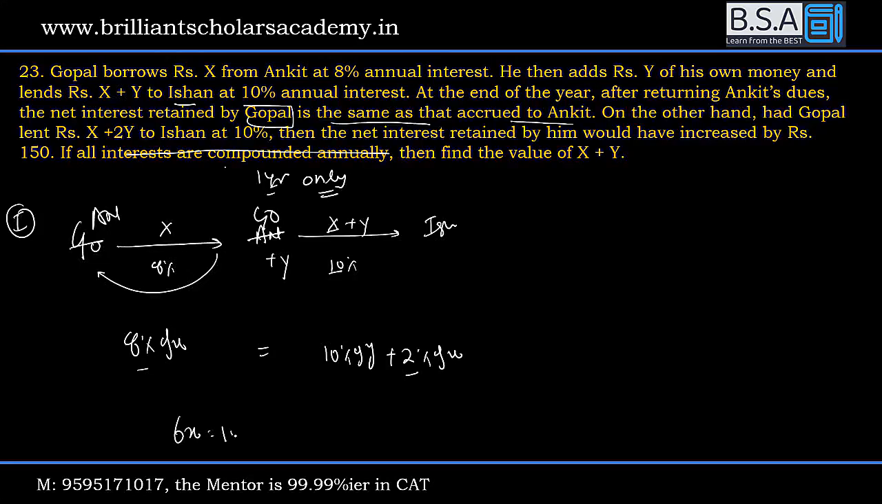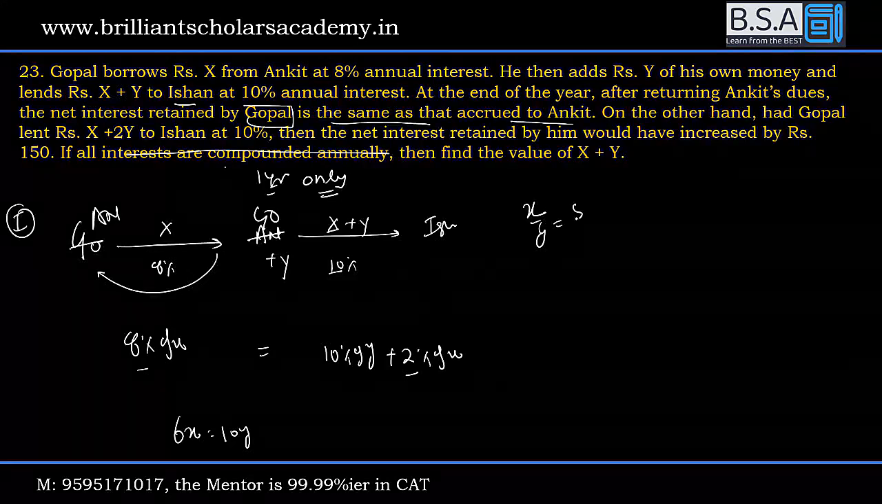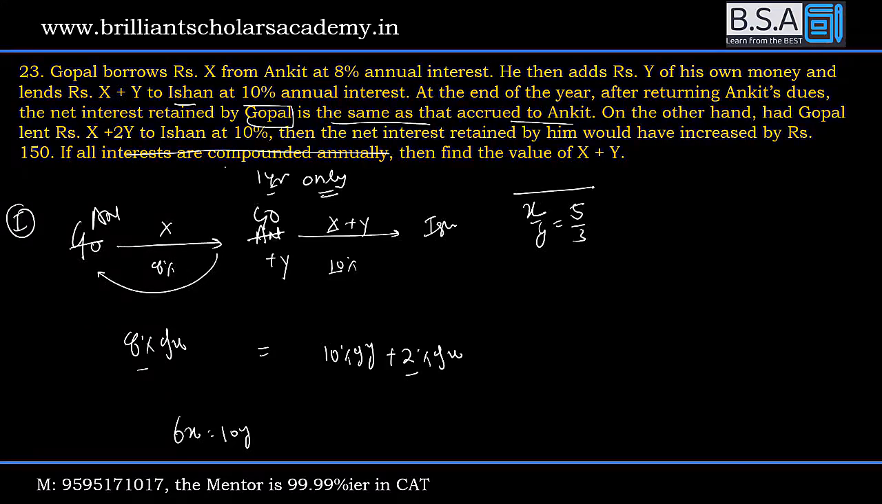6X is equal to 10Y. X upon Y is equal to 5 upon 3. First hint that I have is this. That is the first comparison. What is the second comparison?